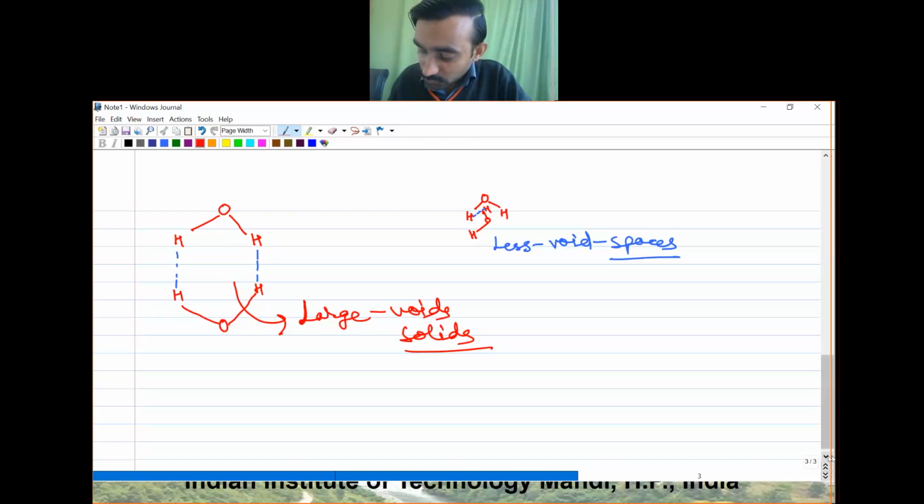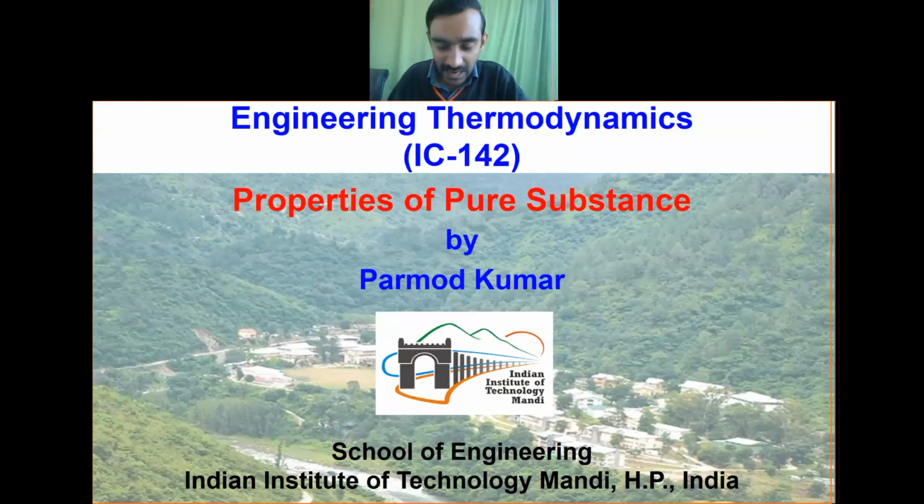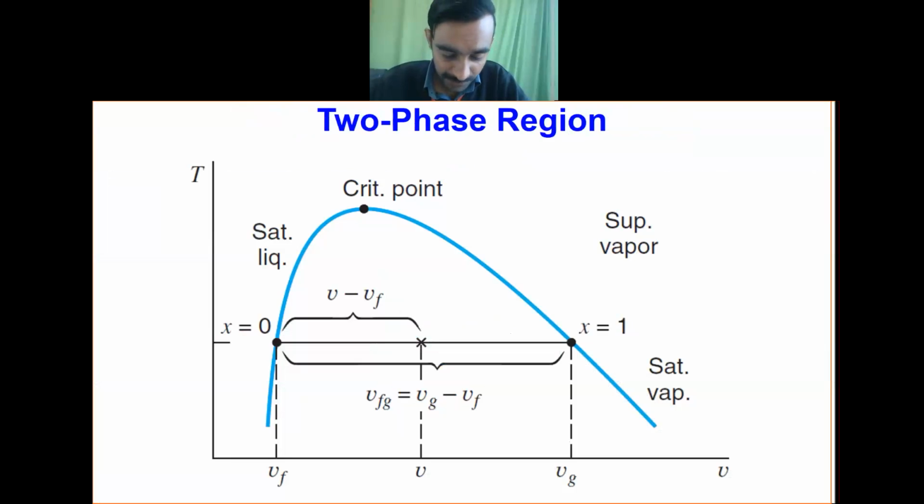Now I will first briefly go through the slide to represent the two-phase region, and after that we will immediately go to our discussion of steam tables, where we will employ steam tables for obtaining the thermodynamic properties of steam. This is our two-phase region curve. I have already told you that this particular line corresponds to x equal to 0, and this particular line corresponds to x equal to 1.